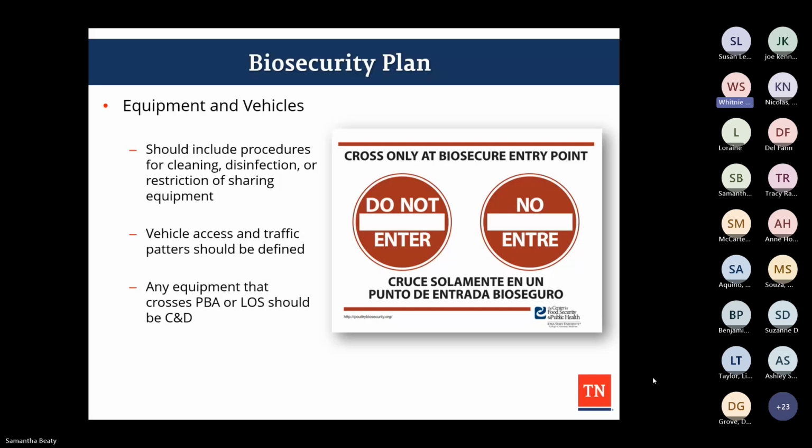Also, making sure to document vehicle access and traffic patterns. That's really important. Ideally, just having one in and out way off of a farm so that you know who's coming on, you know when they've left, and if you need to do a clean and dirty line, you sort of have that central access point. Again, any equipment that crosses the perimeter buffer area or the line of separation should be clean and disinfected. Next slide.